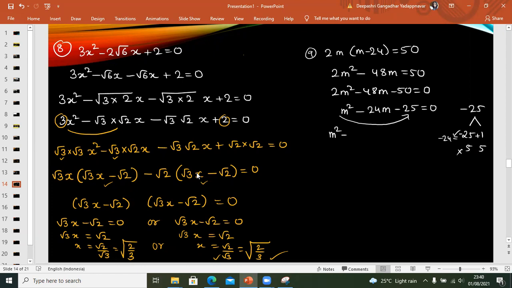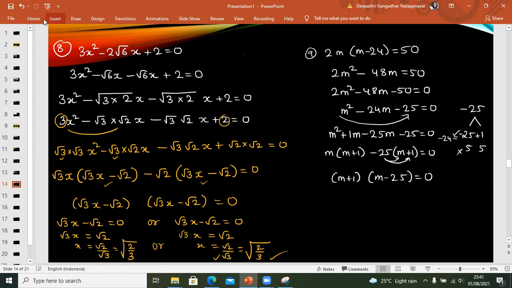So let us write m square minus, I will take plus 1 first, plus 1m minus 25m minus 25 equals 0. Here common is only m, so it will be m plus 1. And here common number is 25, m plus 1 equals 0. If you multiply this, negative 25 plus 1 will give you negative 24. So it satisfies. Our calculation is correct. m plus 1 in one bracket, next bracket is m minus 25 equal 0.